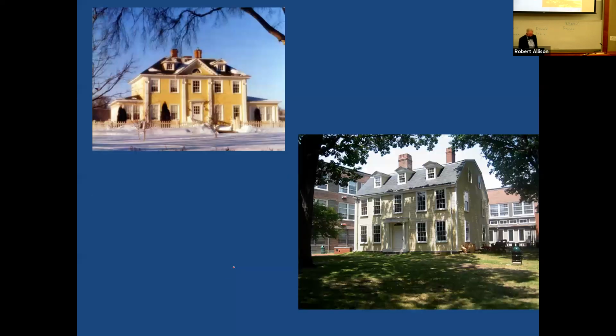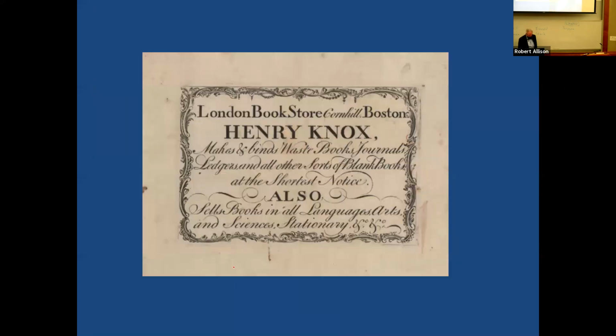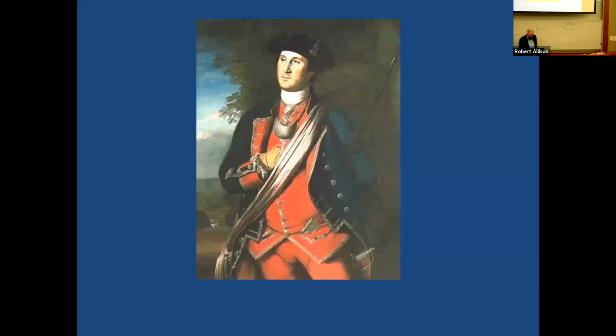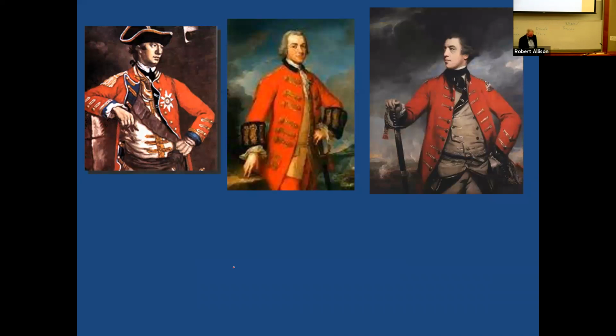Okay, now meanwhile, we'll go back briefly, I think, to what's happening in Congress. As I said, Congress has decided to create a continental army. And part of the reason is that Massachusetts is very nervous about having this large group, or I should say large groups, of armed men surrounding Boston.